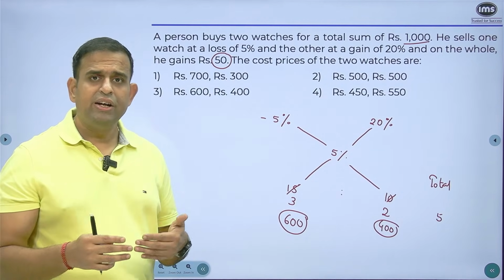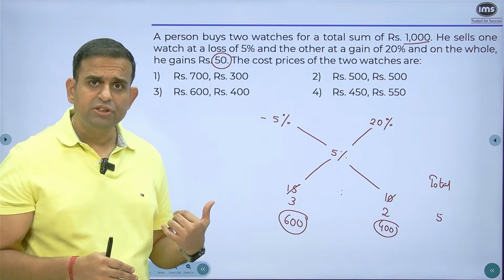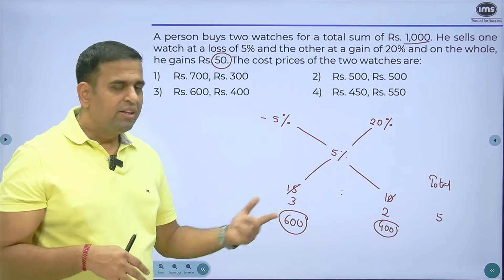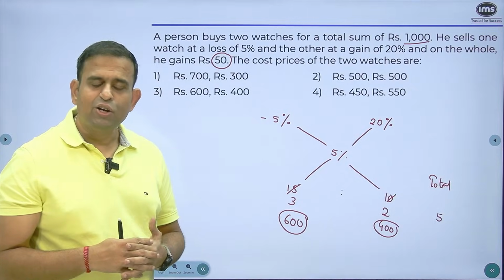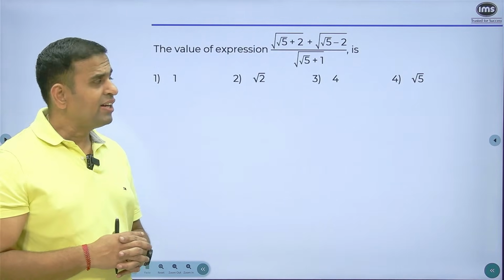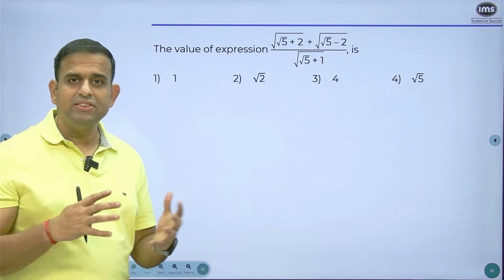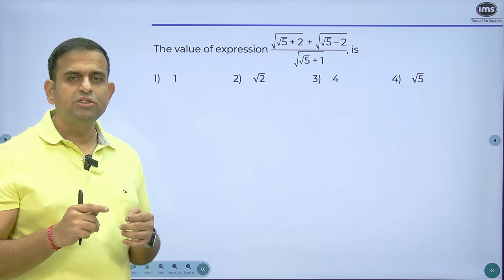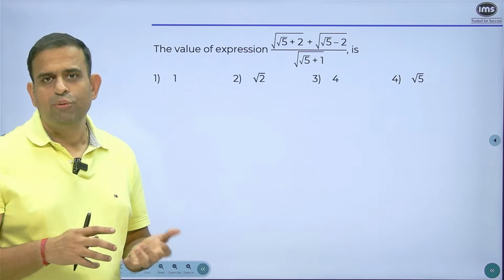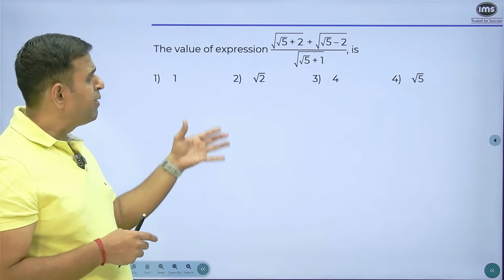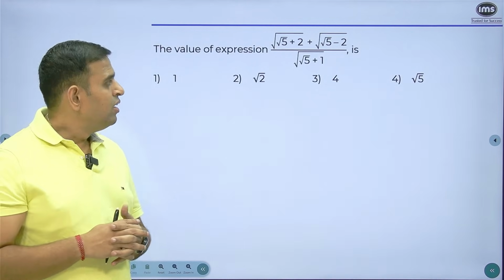But again, people can take multiple paths. They could have used options here. They could have gone in the conventional method, or they could take the help of the alligation technique to solve this. The next sum is on the concept of indices and surds. And this was, I would say, a slightly tricky question for most of you, because you will slightly get intimidated by looking at this kind of number.